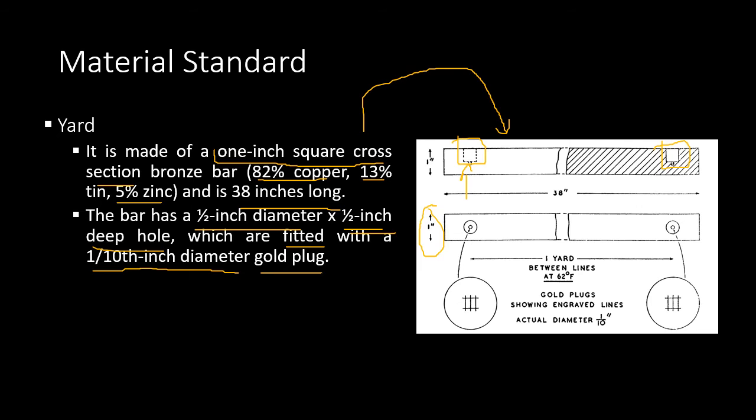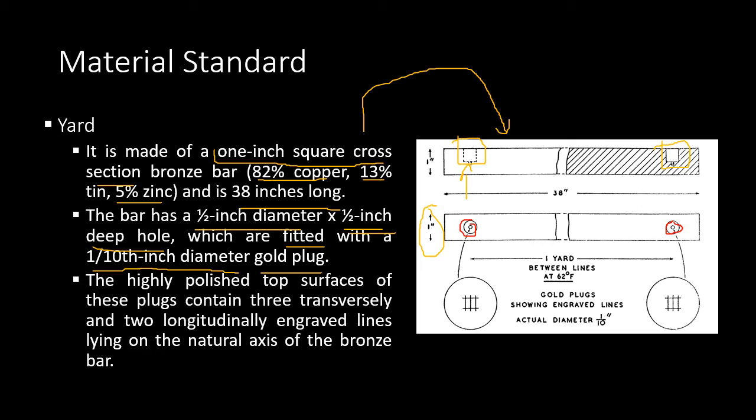You can see the circles here. So those are the gold plugs inserted. The highly polished top surfaces of these gold plugs contain three transversely and two longitudinally engraved lines lying on the neutral axis of the bronze bar. The surface of the gold plug is zoomed in this image. So there are three transverse lines and two longitudinally engraved lines.